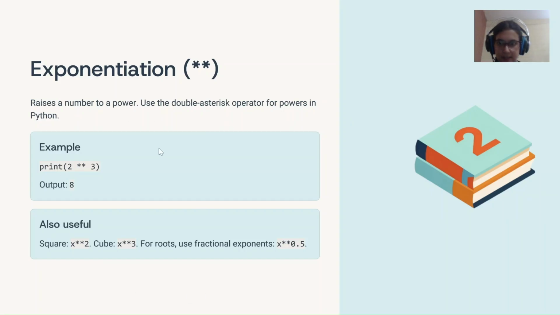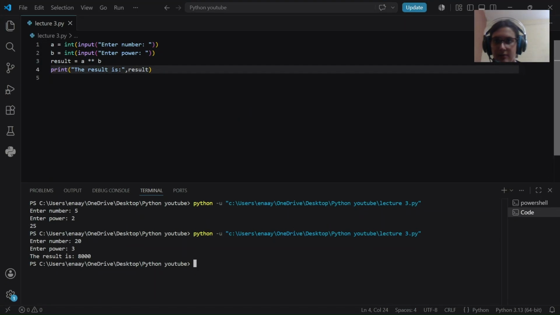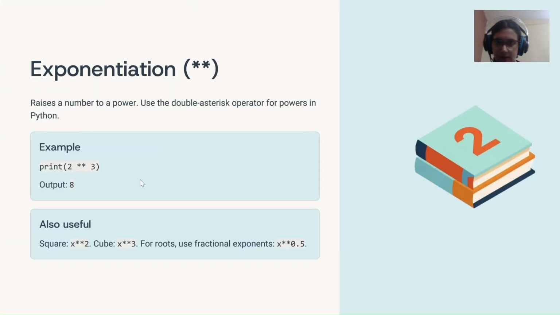And there are some examples. We can use this operator to take the square, the cube. Shall we try it? We already did it actually. The square of 5 we are taking here, and then we are taking the cube of 20 here.